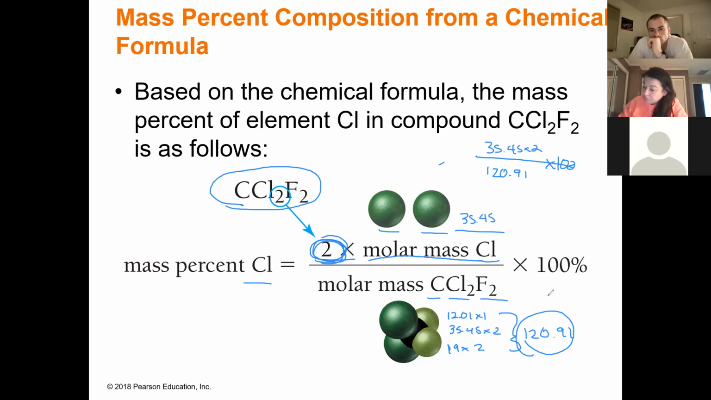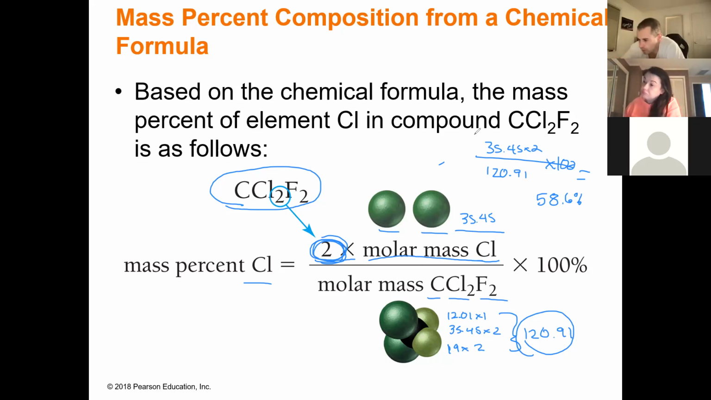So the mass percent of this, 35.45 times 2, divided by the 120.91, and then multiply it by 100, gives us that the chlorine is roughly 58.6% of the sample. So majority of the sample is the chlorine.